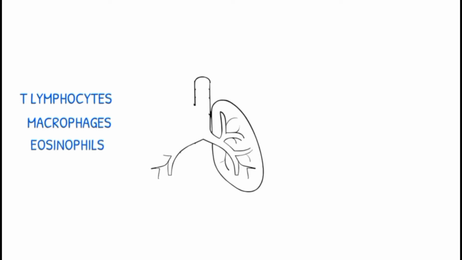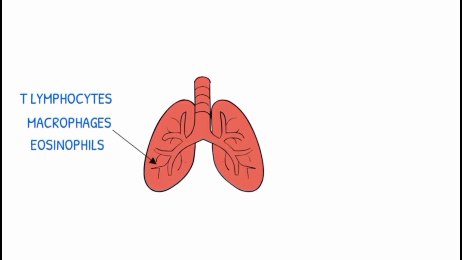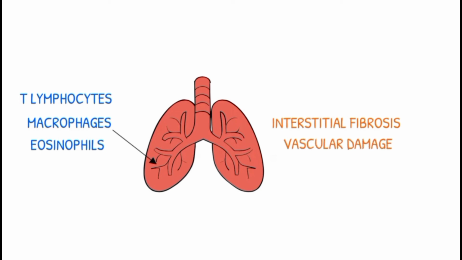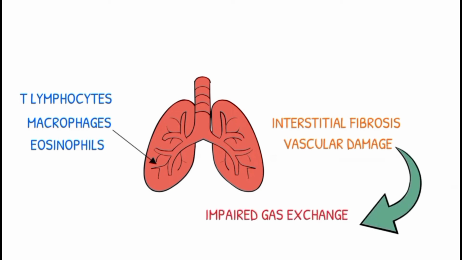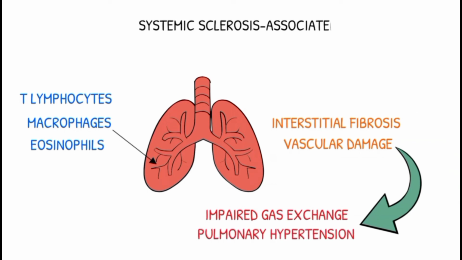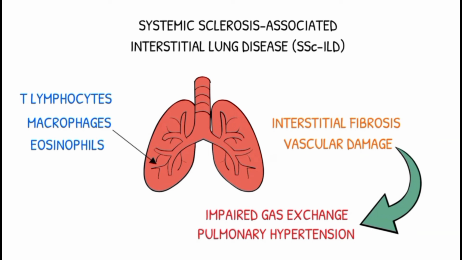In the early period of scleroderma, white blood cells such as T lymphocytes, macrophages, and eosinophils infiltrate the alveoli in the lungs. Interstitial fibrosis and vascular damage occur as the disease progresses, which leads to impaired gas exchange and pulmonary hypertension. This complication is known as systemic sclerosis-associated interstitial lung disease.